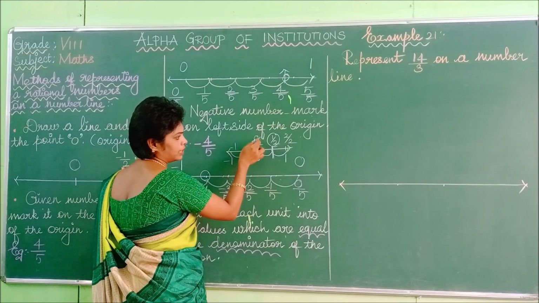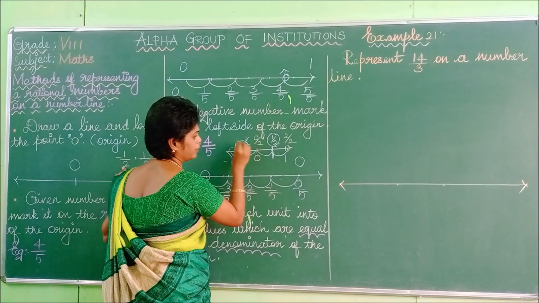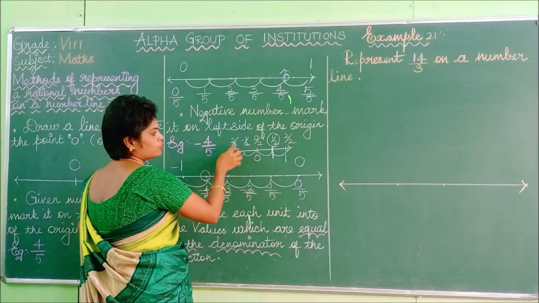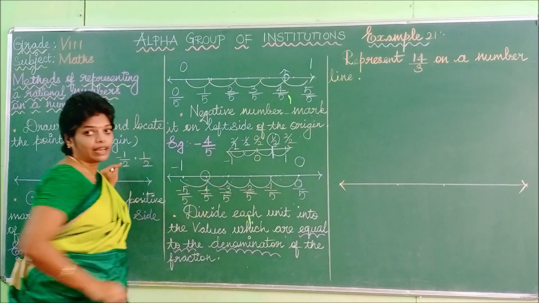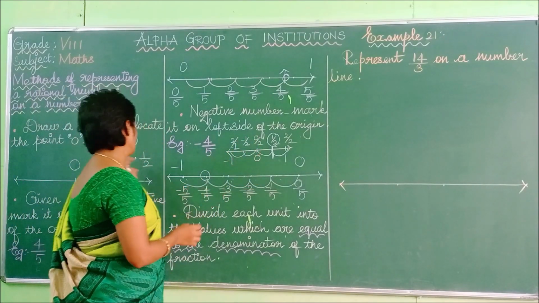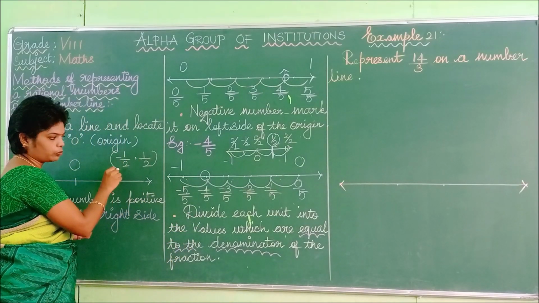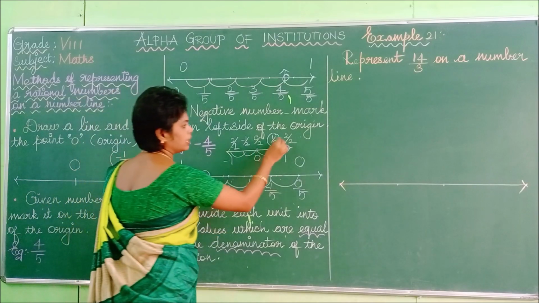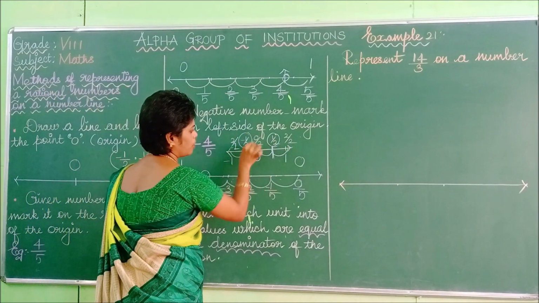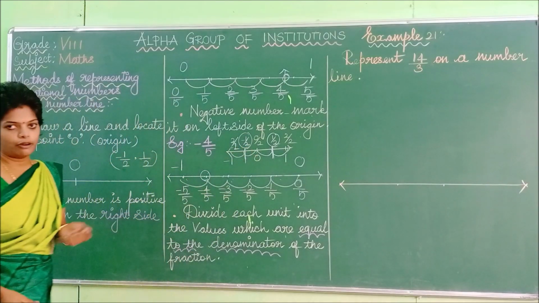So this can already be represented as 0 by 2. The next value is minus 1 by 2. Our next value is minus 2 by 2. If you cancel this, you get the value negative 1. 0 by 2 is 0. So you can mark these 2 points. What are the points? Minus 1 by 2 and 1 by 2. Here we have already obtained the value of 1 by 2. Now we are going to mark minus 1 by 2. This is the way we have to represent it.